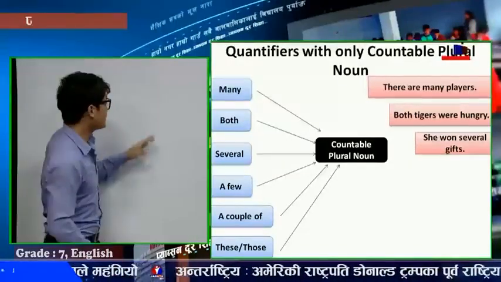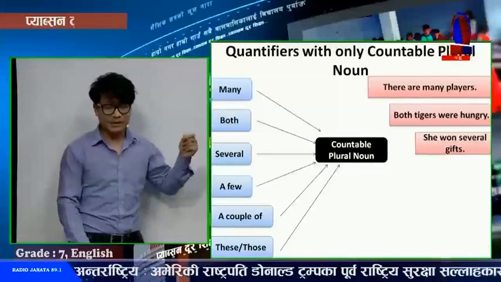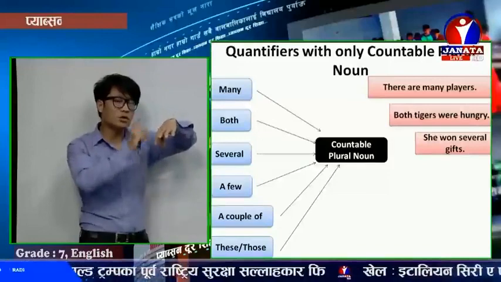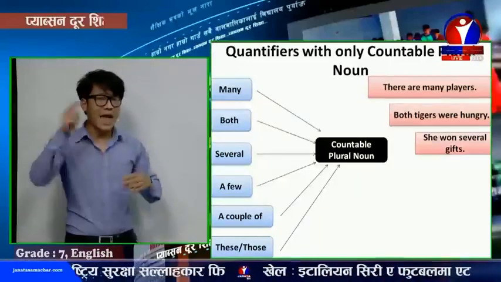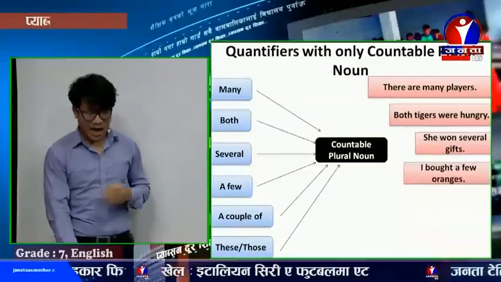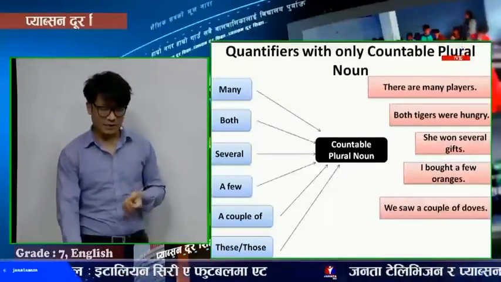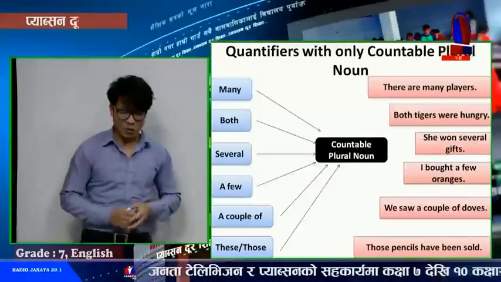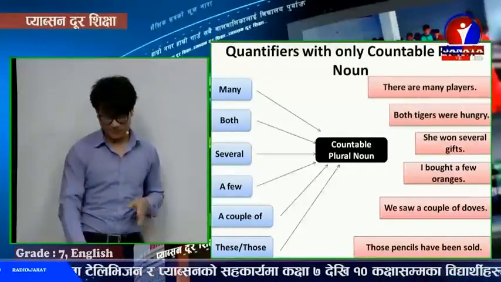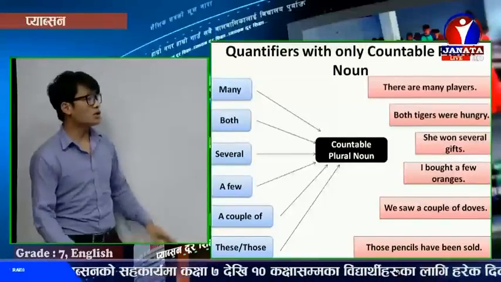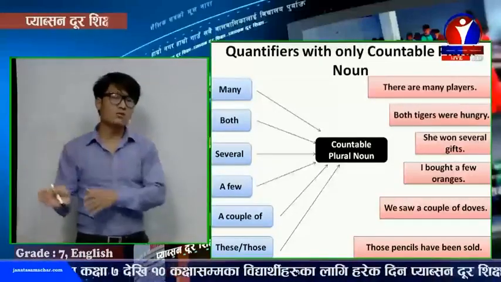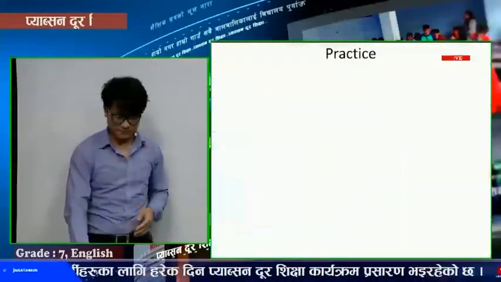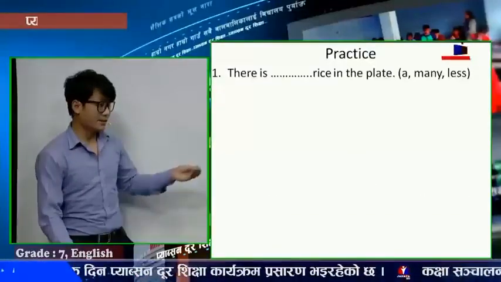If you write after several only gift, G-I-F-T, then that will be wrong, because after several, this quantifier, you should use G-I-F-T-S, gifts, plural. I bought a few oranges. We saw a couple of doves. And last is, those pencils have been sold. So these are the ways how we use the quantifiers with uncountable nouns, countable singular nouns, and countable plural nouns. Now let's have some practice here.